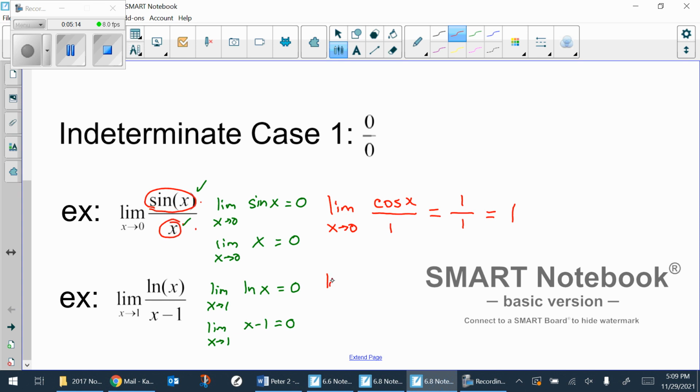I'm going to find the limit as x approaches 1, and I'm going to take the derivative of the top, which is 1 divided by x, divided by the derivative of the bottom, which is 1. Now, if I put this 1 in place of that x, I'm going to get 1 over 1 divided by 1, which is 1. Not a coincidence that they both came out to be 1. They aren't always going to.